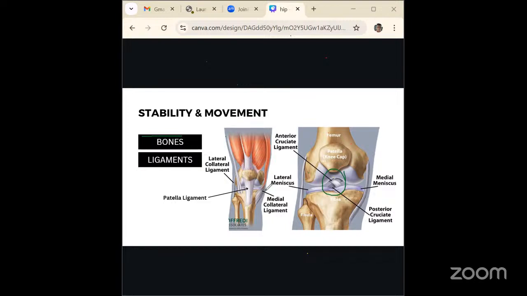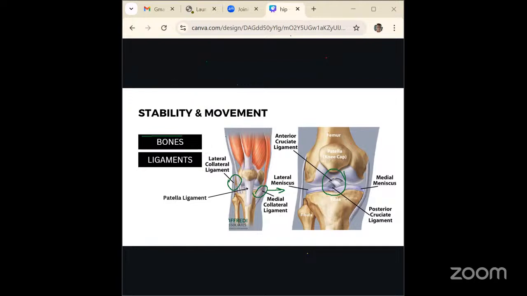Then we have the collateral. We said the collateral, we have medial and lateral collateral. Medial in the sense that it is in the medial perspective, and lateral in the sense that it's the lateral perspective. So see medial here, see medial here, and then see lateral here. As simple as that. Medial is close to the midline of the body. Lateral is farther away from the midline of the body.